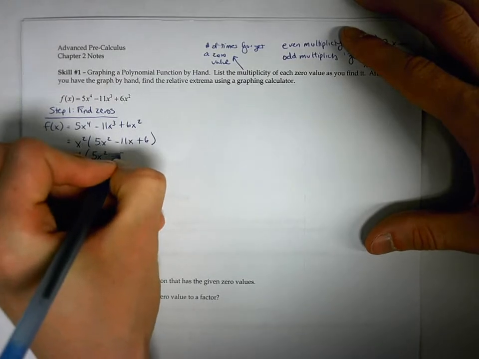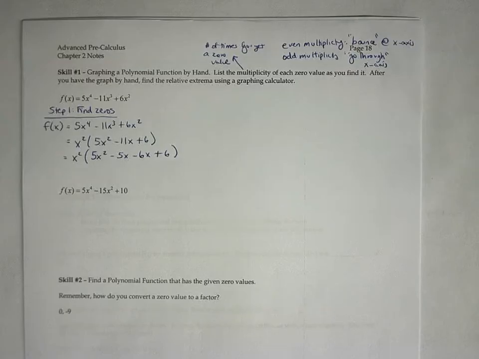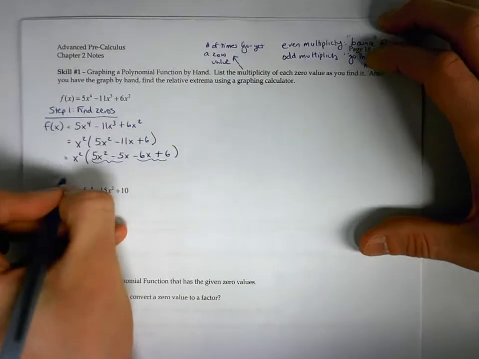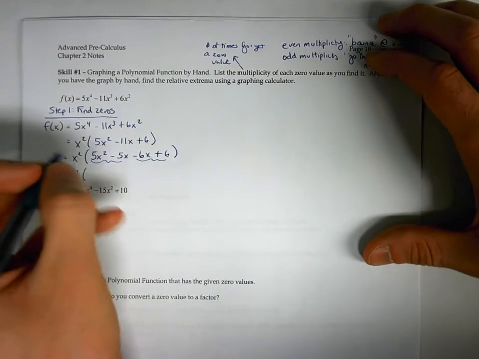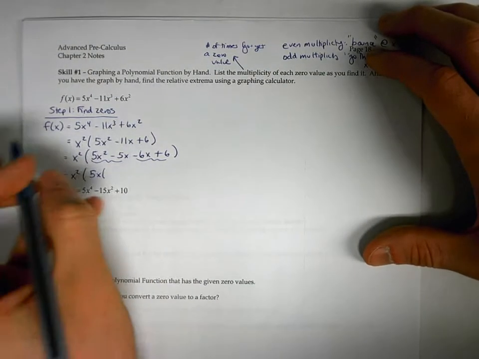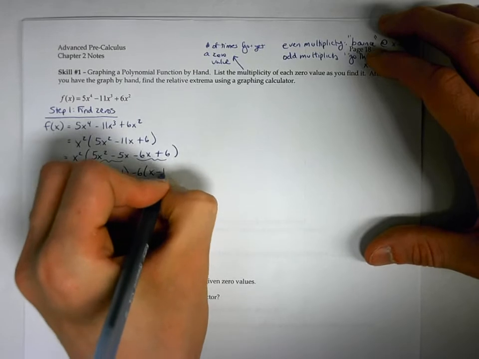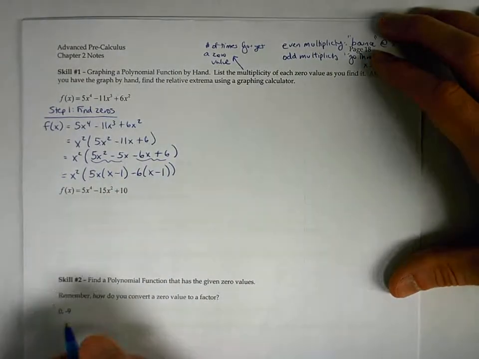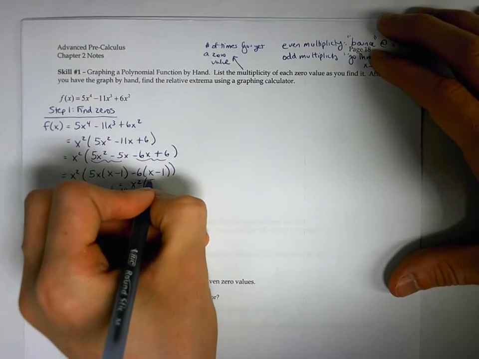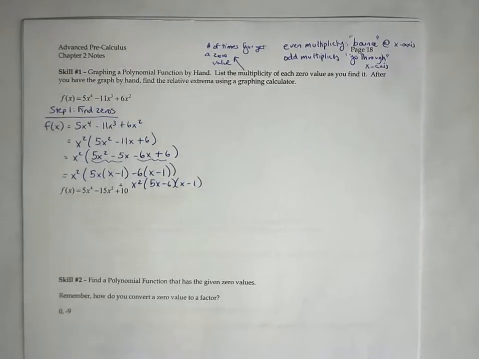So 5x squared minus 5x minus 6x plus 6. And now I can do my factor by grouping inside these parentheses. Still have this x squared on the outside. From the first group, I can factor out a 5x, and I'm left with an x minus 1. On the back side, I can factor out a negative 6, and I'm left with an x minus 1. So then when I simplify, I would have x squared, 5x minus 6, and then x minus 1.